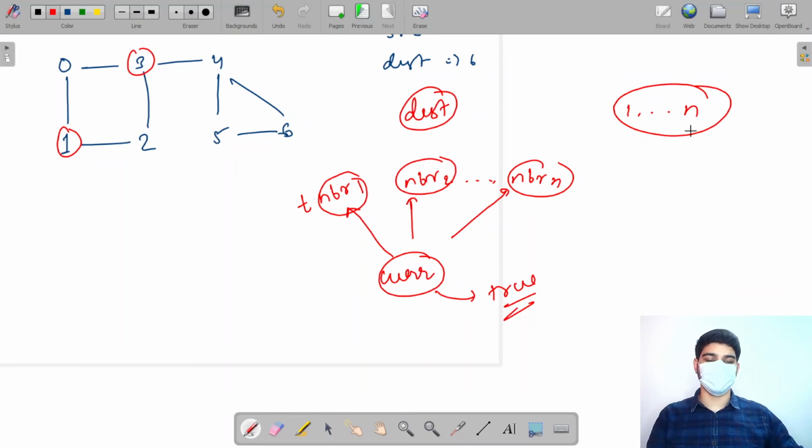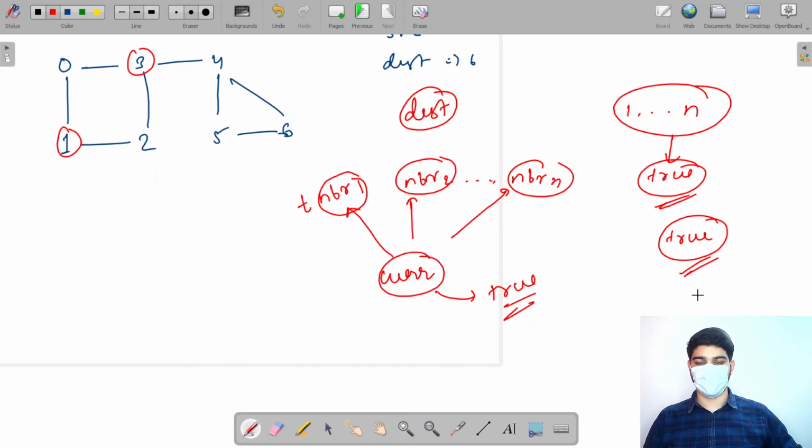If any of the neighbors has a path, that is, if any of the neighbors says, okay, true, I have a path, then I would also say, okay, if my neighbor has a path, then surely I would also have a path, right? So in this case, what I can do is I will call from 0 and I would ask 1 and 3 whether there exists a path such that they reach 6 at some point, right?